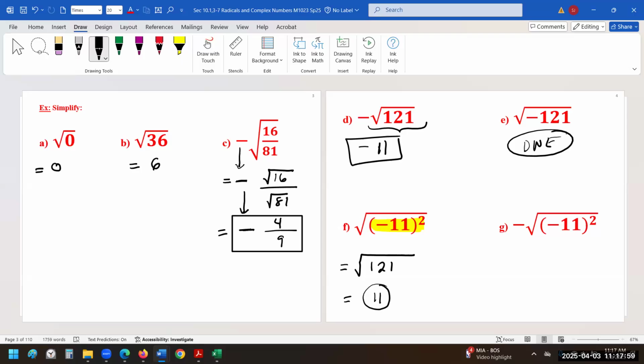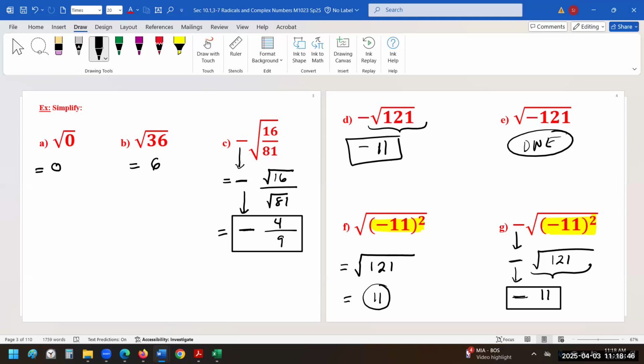Who would like to do G? Jeremiah. Wonderful. Negative 11. So the first negative is outside the radical, which means multiplication. And then, as we did in the last question, we have to start with the inside. The inside is telling us to square the negative 11, so we get positive 121. Multiplication means bring it down. The square root of 121, we already did that in F. It's 11. So they look the same, but just because you have a negative in the front, this becomes negative 11.